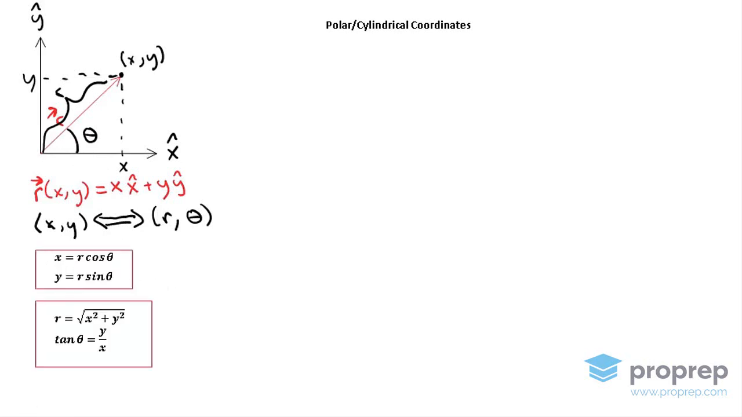We also have formulas to switch from x and y into terms of r and theta. As you can see here, r equals the square root of x squared plus y squared, and tangent of theta equals y over x. I want you to make an effort to remember these formulae going forward, because we're going to use them a lot.